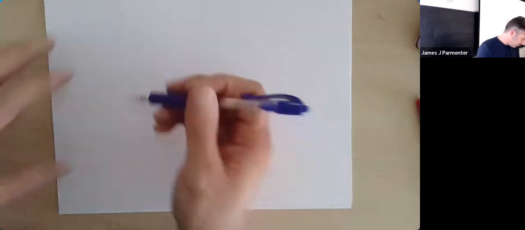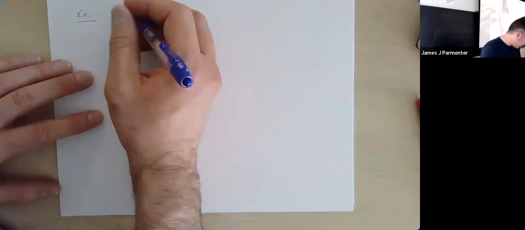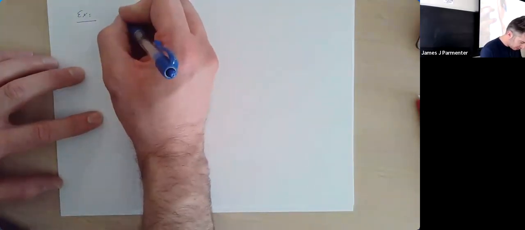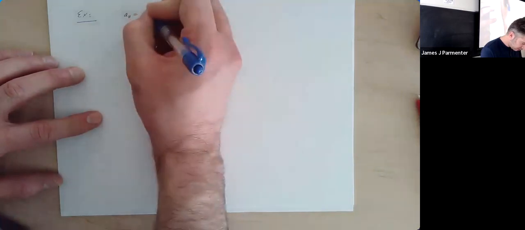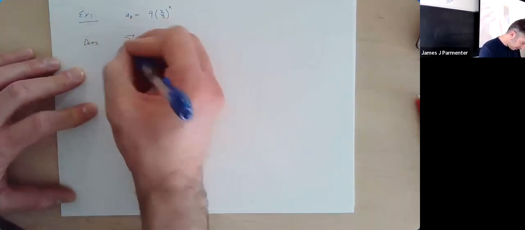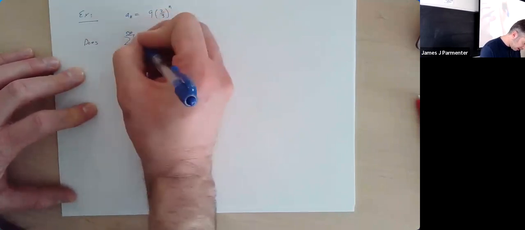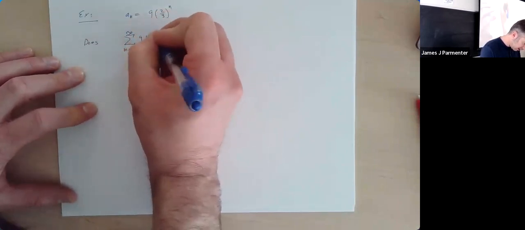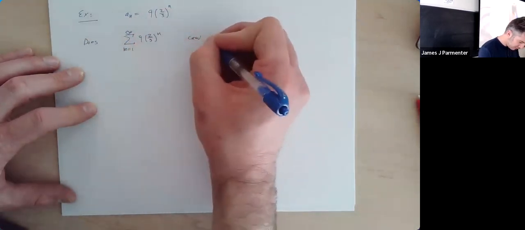So, for example, I've got lots of examples here. Oh, they're hiding over here. Cool. So actually, let's go back to the first example we had, for the sequence which we determined to be a sub n equal to 9 × 2/3 to the n. Does the series from k equals 1 to infinity of that sequence, 9 × 2/3 to the n, converge or diverge?